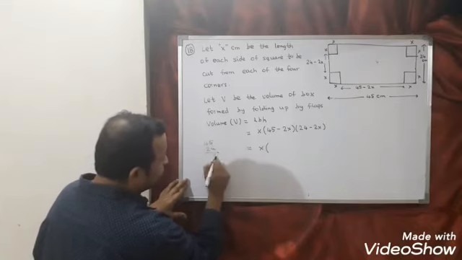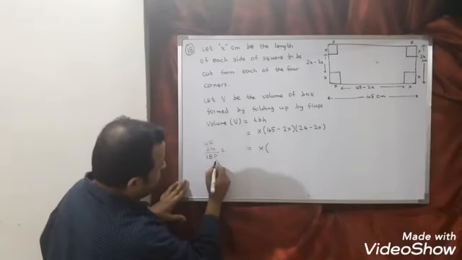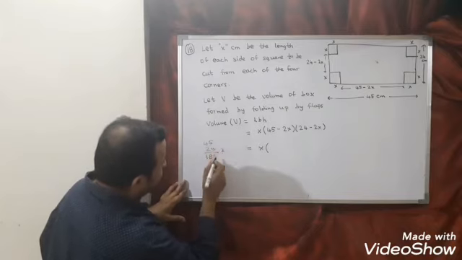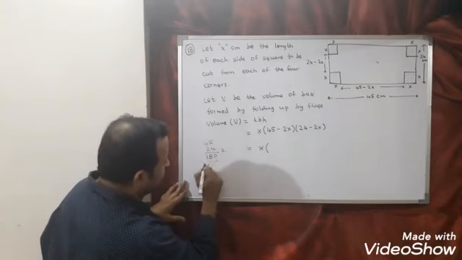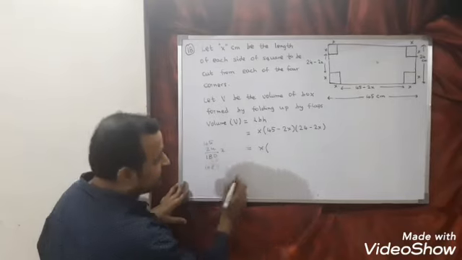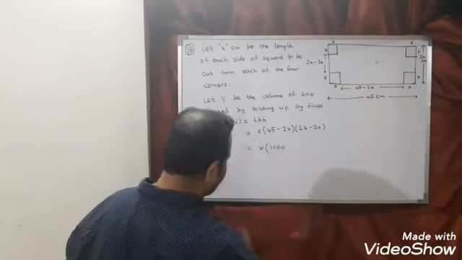So 5 4s are 20, 2, 16. 16 means 18 will come. And 2 5s are 10. Yes or no? And here 8. So 2 5s are 10 means 18. And here 9 will come. So how much is it? 1080 will come. So it is 1080.